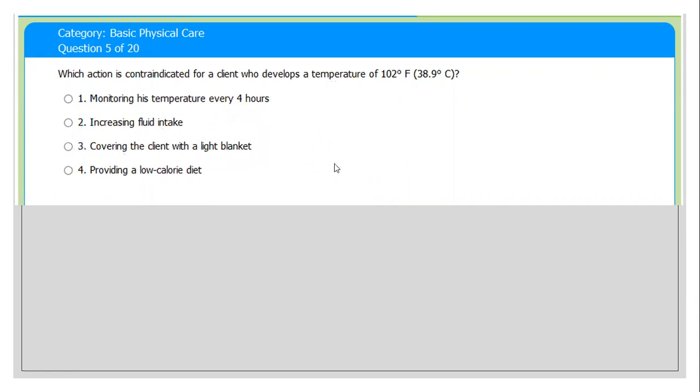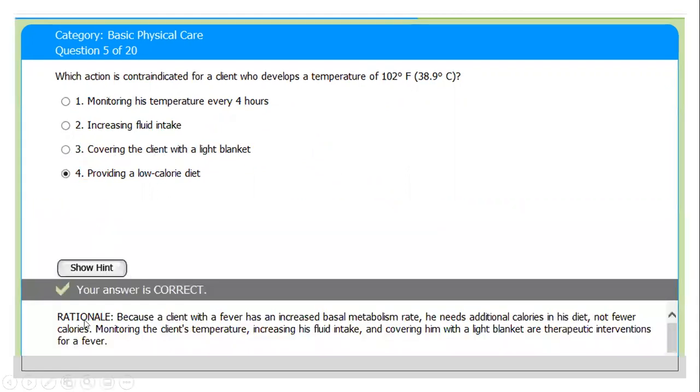So let me see what they said. Rationale: because a client with a fever has an increased basal metabolism rate, he needs additional calories in his diet, not fewer calories. Monitoring the client's temperature, increasing his fluid intake, and covering him with a light blanket are the therapeutic interventions for a fever.